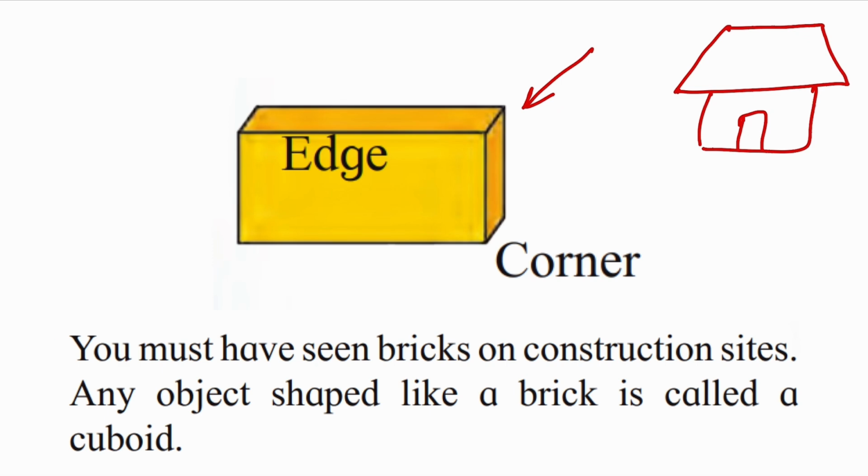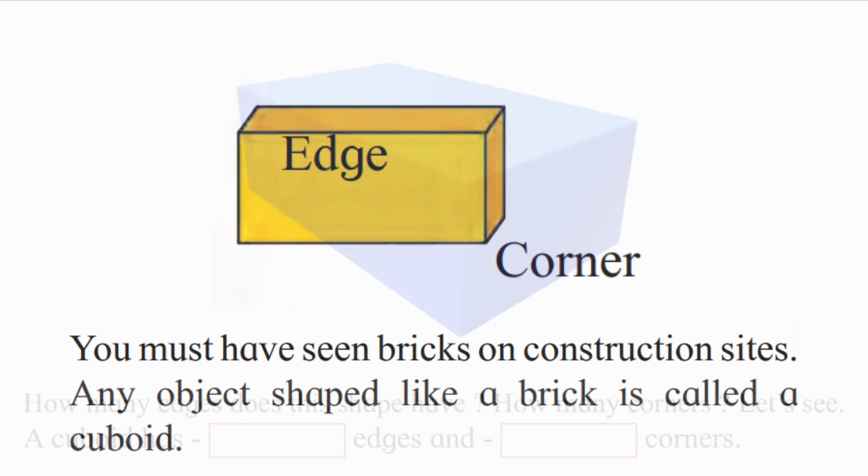If any object has a shape like a brick, then it is called a cuboid. We will say it as a cuboid. So this is a cuboid and this is the edge of the cuboid. Edge, this is also edge, this is also edge, edge. Okay, and my dear students, this is the corner of the cuboid. Corner, this is corner, this is the corner, this is the corner. Okay, these are the corners of the cuboid, my dear students.